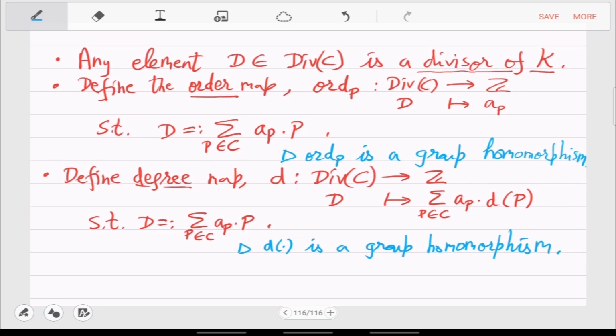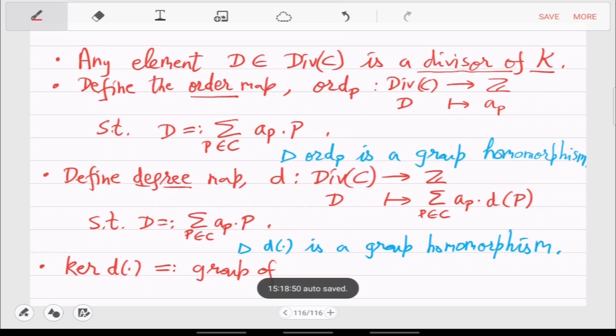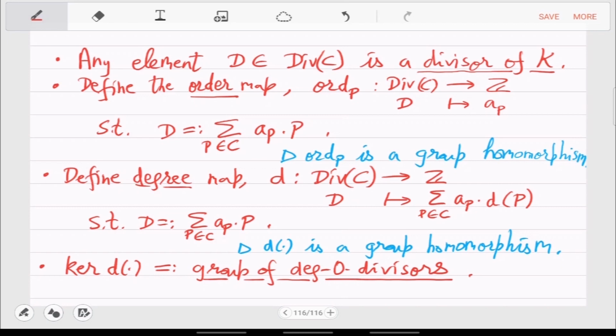Its kernel is an important object. So, kernel of D is called the group of divisors of degree 0. I mean, obviously they are degree 0, and they form an additive group again. So those elements are called degree 0 divisors.